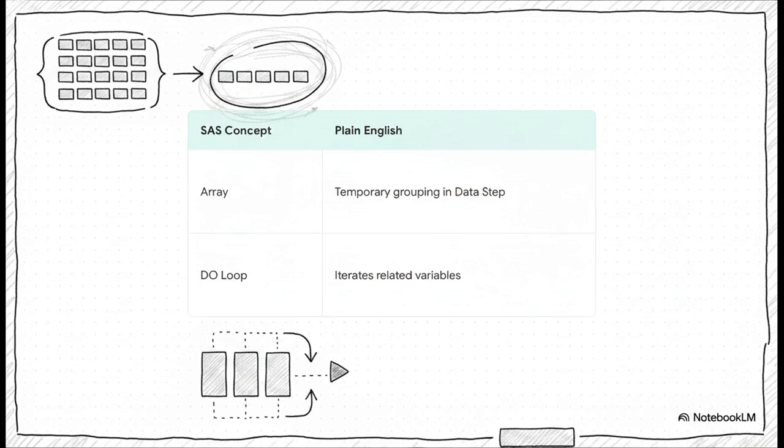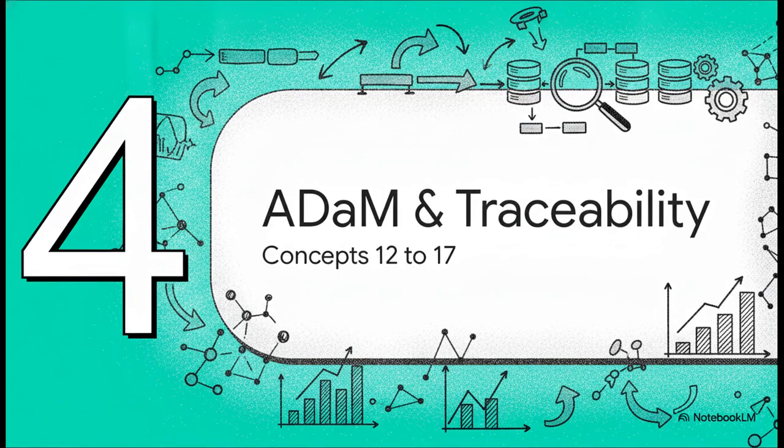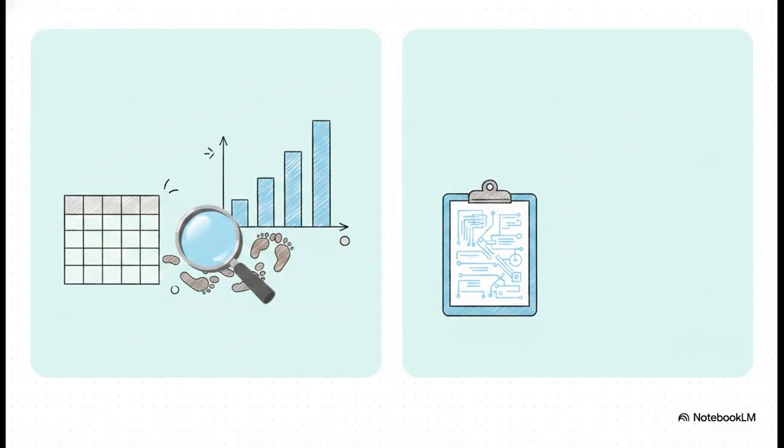You basically use them inside a data step to loop through and apply the exact same mathematical or formatting operation across multiple columns simultaneously. It's super clean and super efficient. Now we hit Section 4, ADaM and traceability, covering Concepts 12 to 17. This is where the real magic happens.